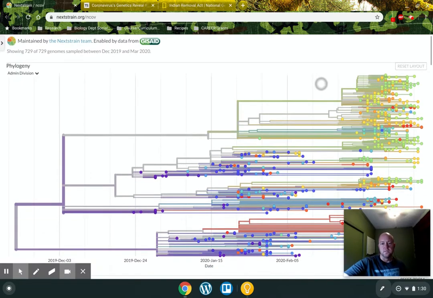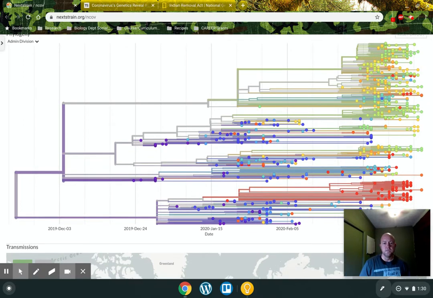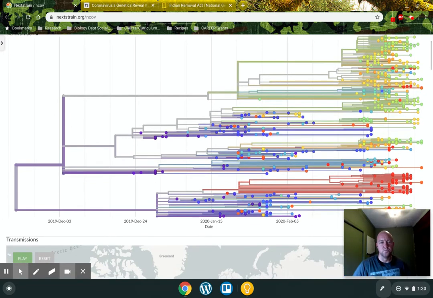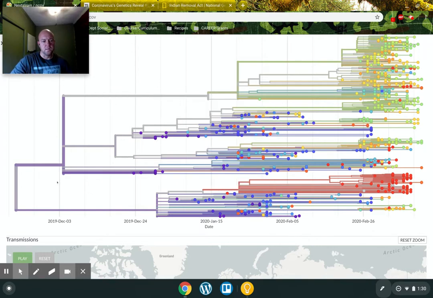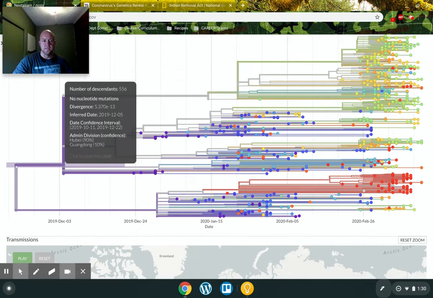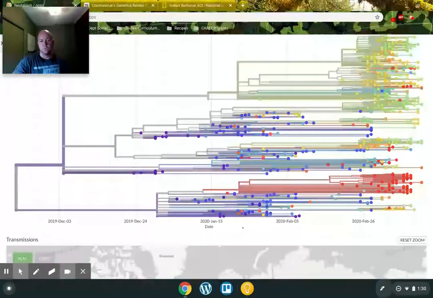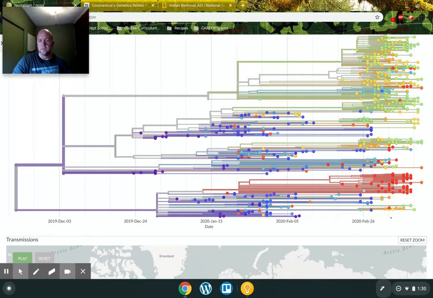And so this is a phylogenetic tree of all of the sequences that they had at this point in their data set, from December, back when it was first detected in China, through, if we go to the right, to sometime in March. I'm not sure what the date is. And then each circle is the time when it was isolated, and represents the sequence of that virus.